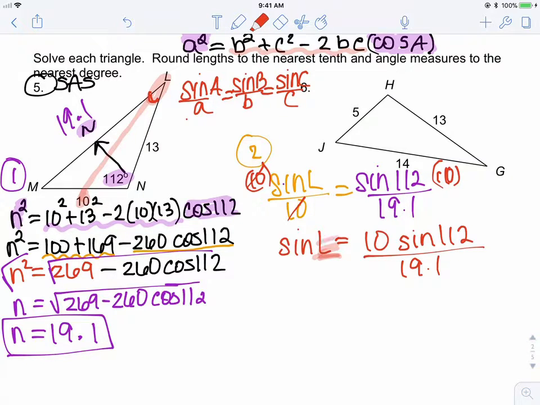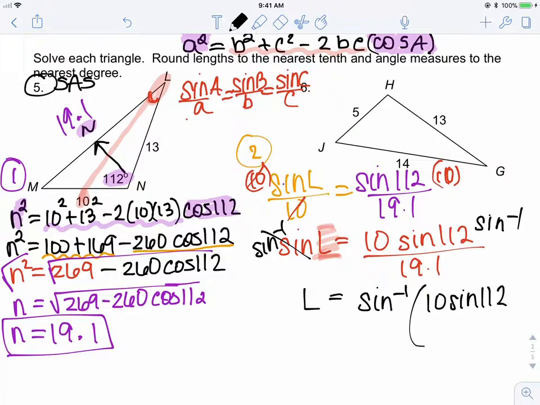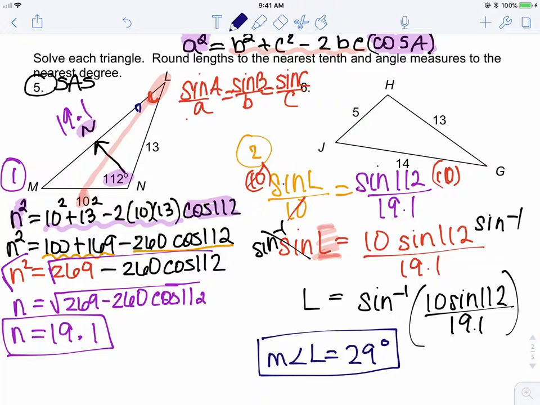Now recall, when you solve for an angle, we need to take the inverse of both sides. Canceling that out there leaves us with sine inverse of 10 sine of 112 divided by 19.1. When you guys plug that into your calculator, you will have the measure of angle L is equal to 29 degrees, rounding to the nearest degree. So there's our measurement for L. And then to find M, we're just going to take our 180 and subtract what we have. That's going to give us our M, which is 39 degrees. And so we have completed our triangle.